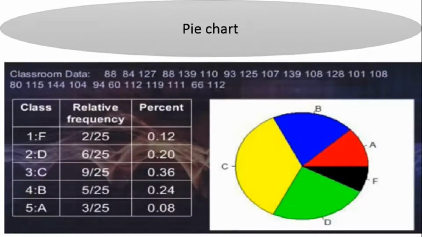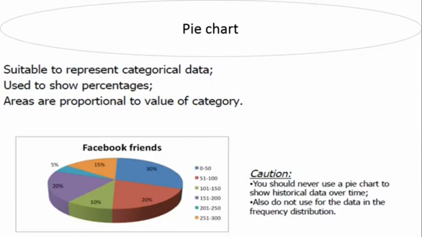That's the pie chart. The pie chart is suitable to represent categorical data, used to show percentages, where areas are proportional to the value of each category, as I told you earlier. That's the case of the Facebook friends example that I showed you earlier in this tutorial, and you can make a pie chart presentation of this situation. But be cautious, because you should never use a pie chart to show historical data over time, and you also do not use it for data in a frequency distribution.